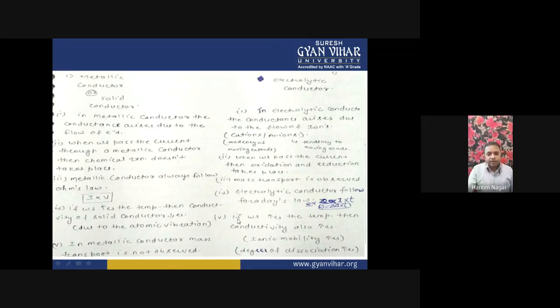In the case of electrolytic conductors, if we increase the temperature, then conductivity also increases. Why is this so? Because when we increase the temperature, the reaction medium temperature will also increase, and the ions or electrolytic ions will get higher energy. If they get higher energy, then their kinetic energy will be high, their movement will be high, and their movement will be faster.